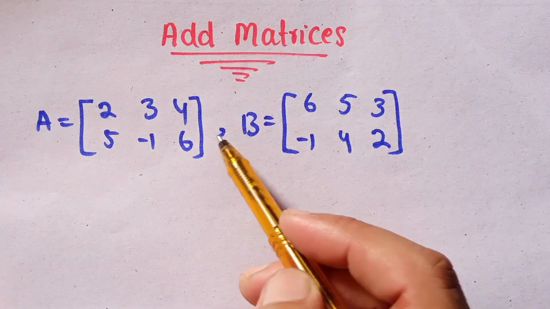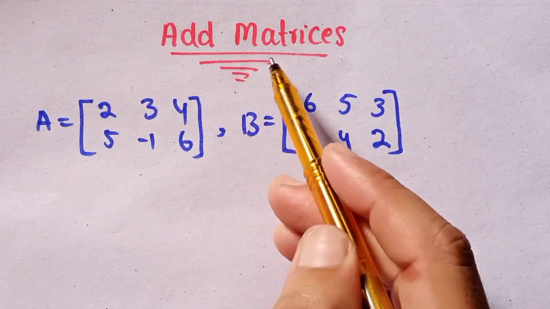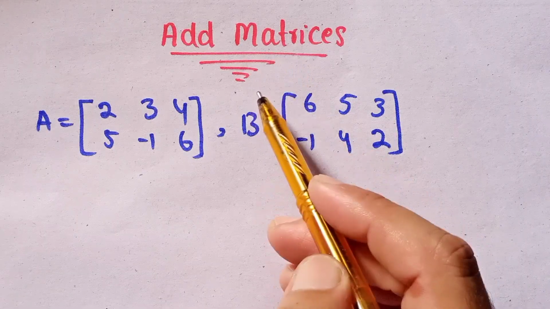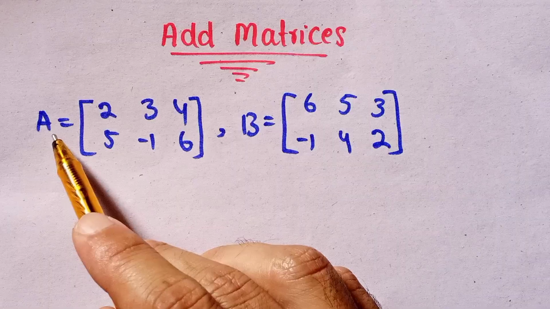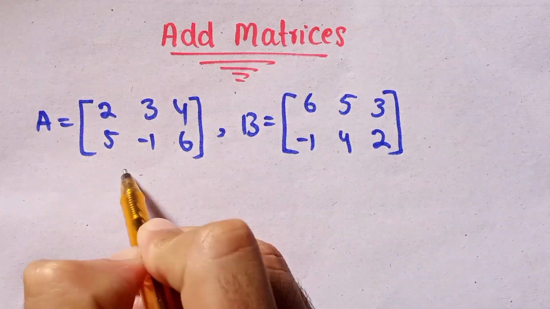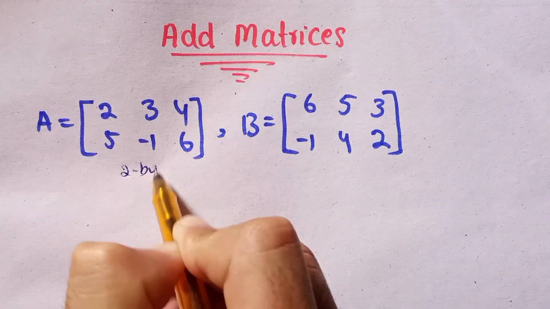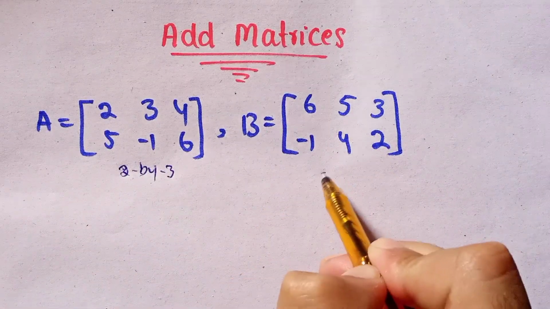Hi guys, in this video I am going to show how to add and subtract matrices. Whenever you are adding or subtracting matrices, make sure that the order of the two matrices is the same. Just like here, matrix A and matrix B have the same order, and the order of matrix A is 2 by 3. In the same way, the order of matrix B is also 2 by 3.